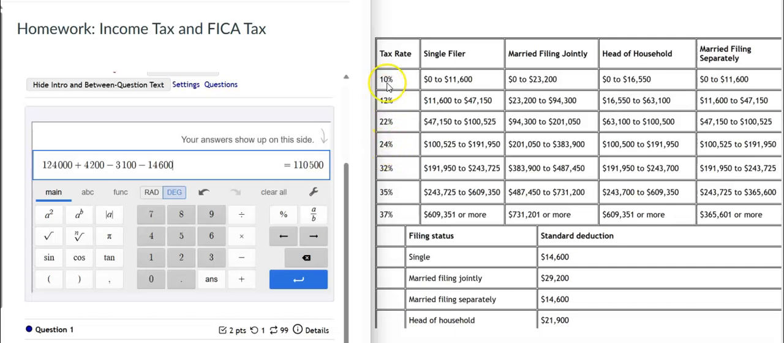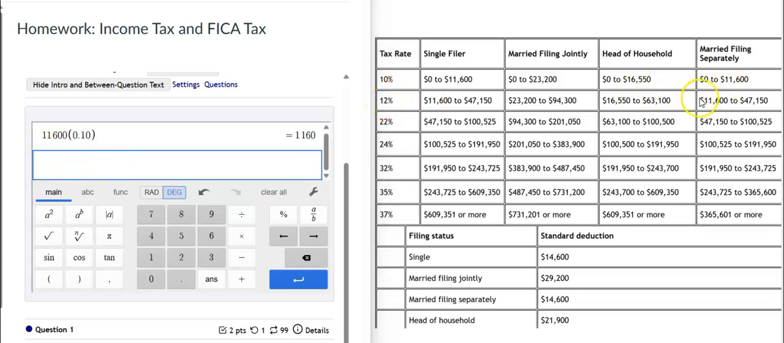So he's paying 10%, 12%, 22%, and 24% of his taxable income. So let's find how much of his taxable income he has to pay 10% on. It's up to 11,600. So on $11,600 he pays 10%. We multiply this amount by 0.10. He paid $1,160 on his first 11,600 of taxable income.